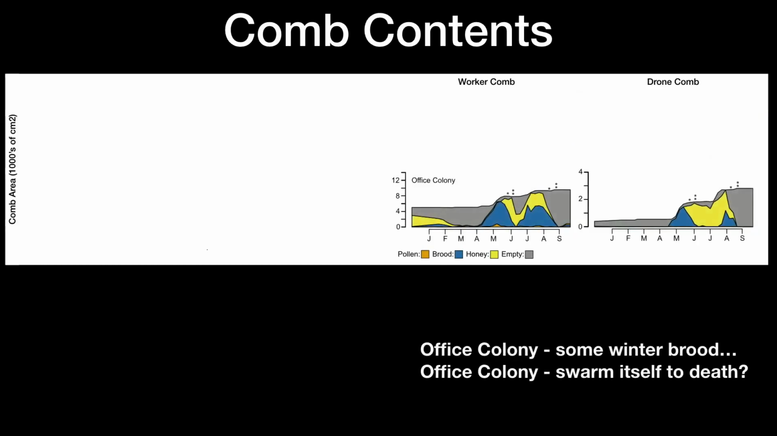Yeah. And then the office colony, which is the swarm fiasco, this one as well, did a really good job of recovering post-swarm, but then has this second round of swarming and really just kicks the bucket. They also have this double dip of drone brood.